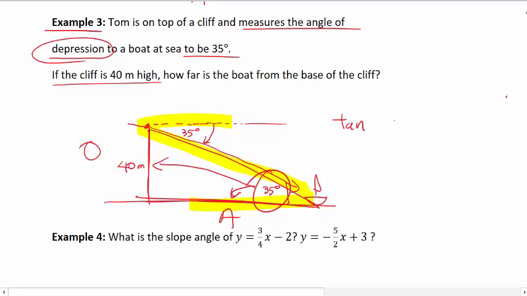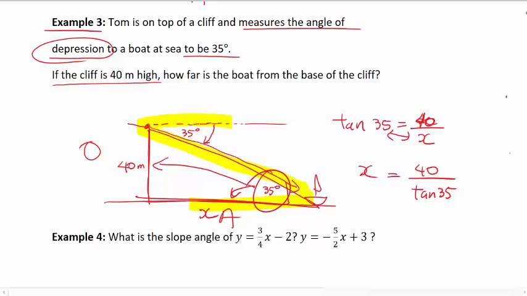Now, tan 35 is equal to 40 over x. Opposite over adjacent, where the adjacent I'll call x. So in this case, you switch these, so x equals 40 over tan 35, and the final answer for that will be 57.13. So x is about 57.13 meters.